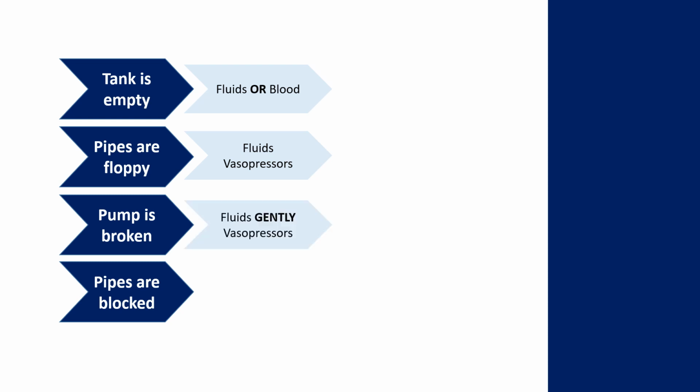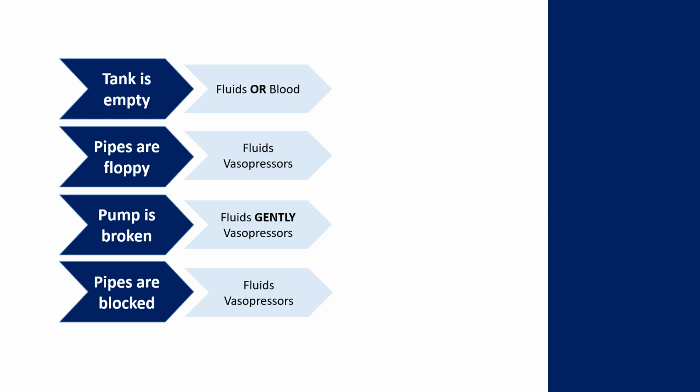If the pump is broken and there's some way to fix the pump, like shocking to treat an arrhythmia, you should do that. But otherwise, you're going to use fluids very carefully, making sure you don't overload the person. And you're going to use some vasopressors that help increase contractility. If the pipes are blocked, you've got to alleviate the obstruction, but until you're able to do that, you're going to temporize the situation with fluids or with some vasopressors.